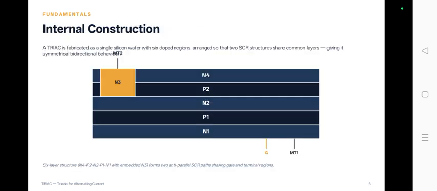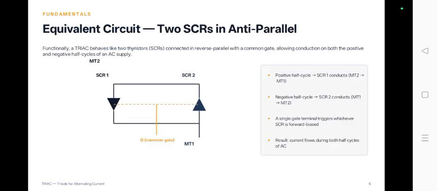Next is its internal construction. It is fabricated on a single silicon wafer with six doped regions arranged so that the two SCR structures share common layers, giving it symmetrical bidirectional behavior. Next is the equivalent circuit. It looks like two SCRs connected in anti-parallel.